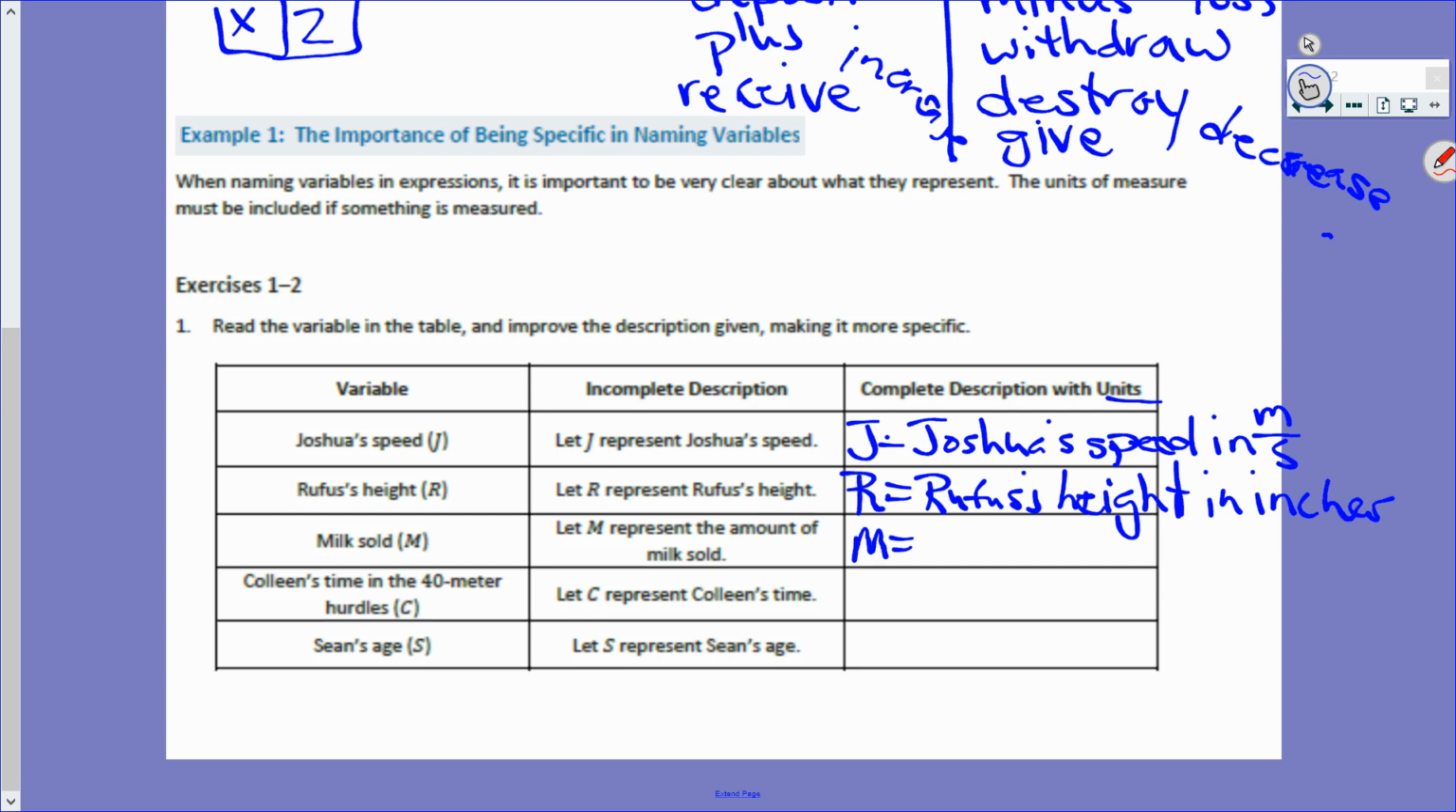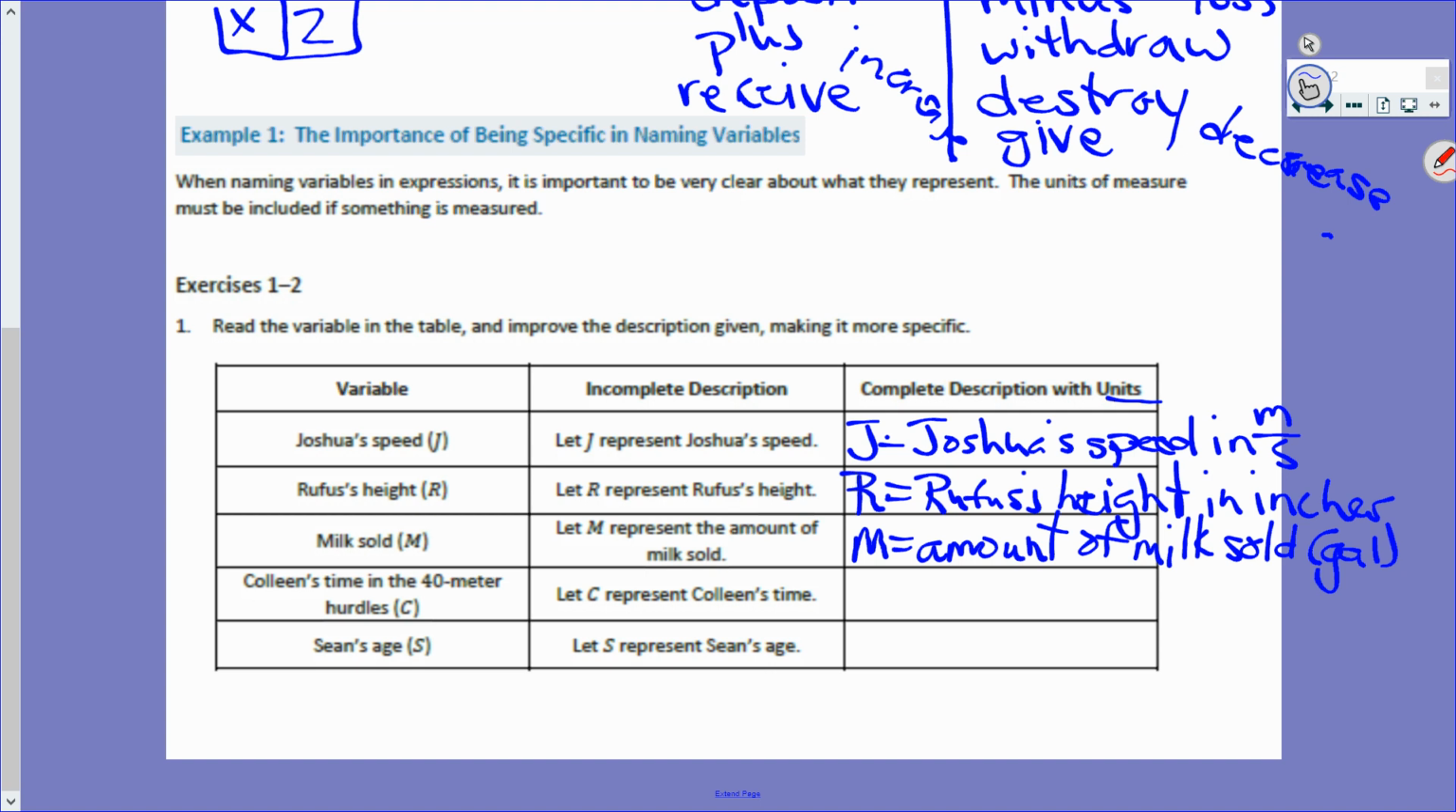So I would say M, amount of milk sold, and I would probably go with gallons or quarts. So we'll say gallons in this case. Now, if you're buying it here at the school, it'd be in pints. So they would say, how many pints of milk did they sell?